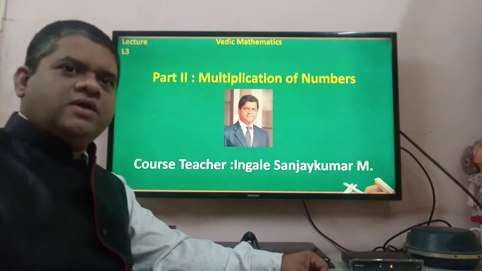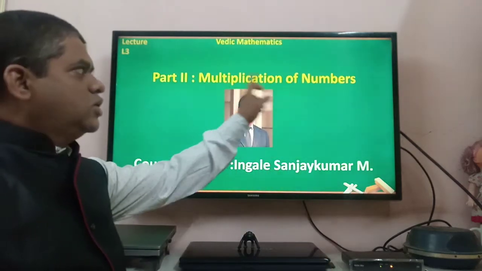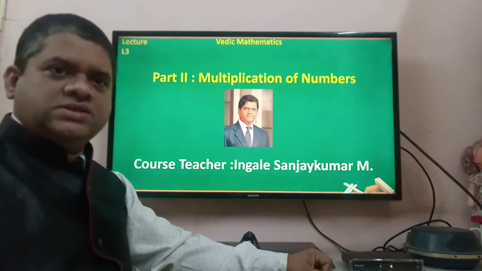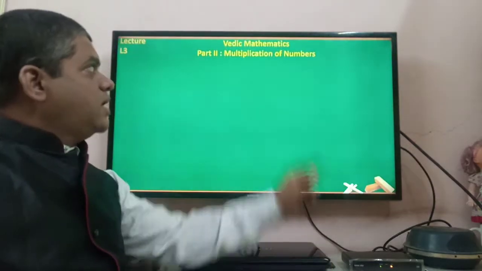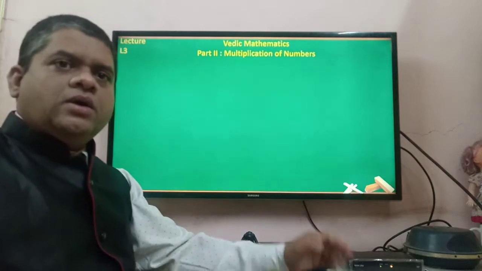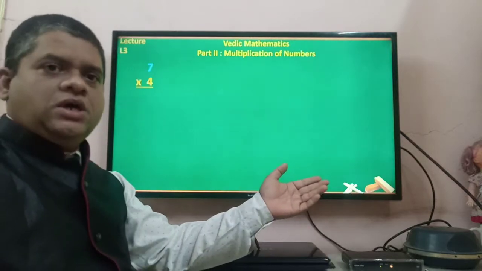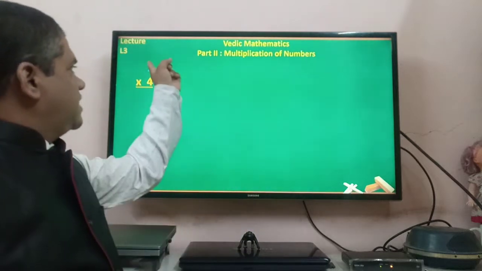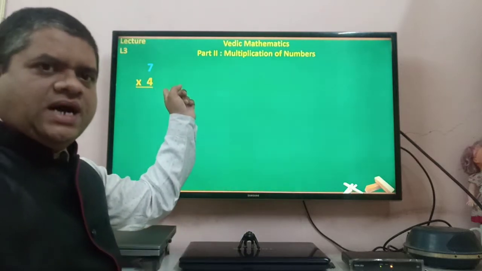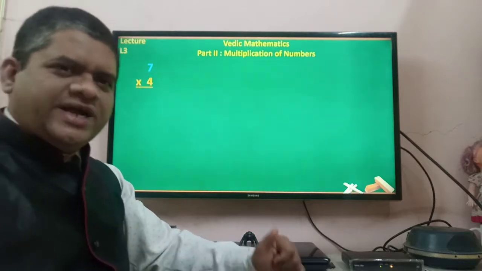Hello everyone, welcome to session 2 of Vedic mathematics on multiplication of numbers. In the last video, we saw the multiplication of numbers which were closer to the base and on only one side of the base. Just to repeat that, I have taken one example. This was the query asked again by the students when they tried to solve at home.